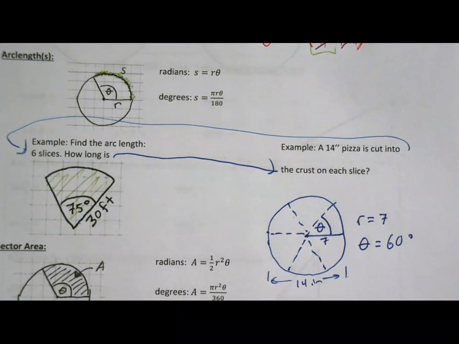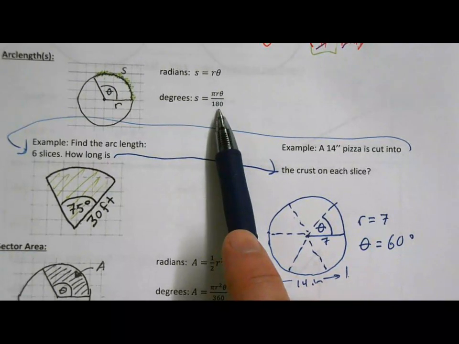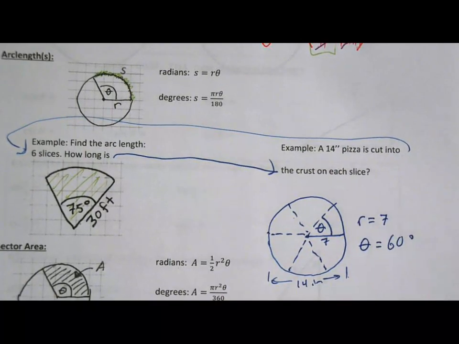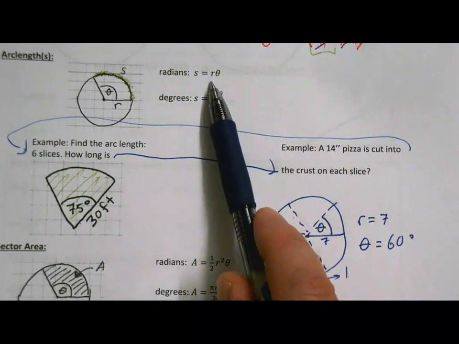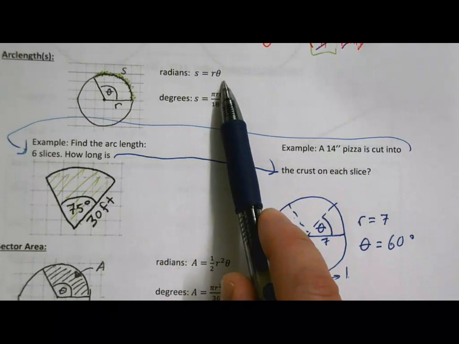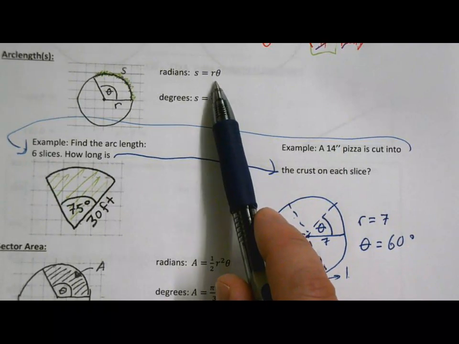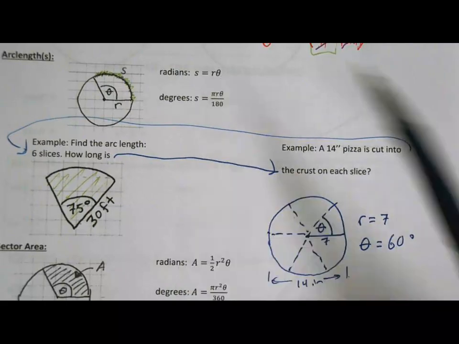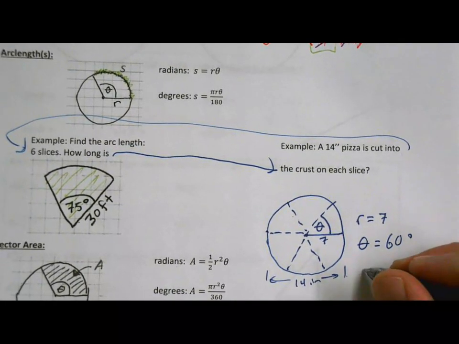So we could just put 60 into this formula right here, but I'm not going to do that. It would be way easier to just do theta in radians, because isn't this formula much simpler? I love this formula. It's just the radius times the angle. But this only works if theta is in radians. What would theta be in radians?